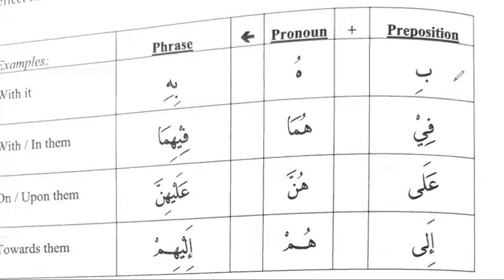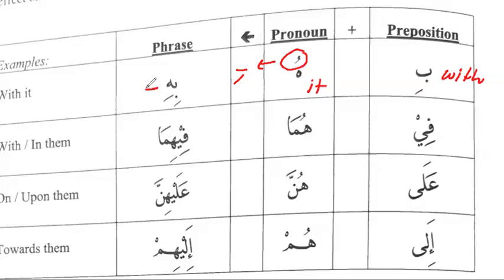Now, you have the word bi, which means with. And then the pronoun hu, which means him, it. Right? If I combine them, what will happen? It will affect the preposition, the harf, affecting the first letter's haraka, and convert the first letter's haraka into a kasra. What were they doing with the noun? What was the effect of the harf with the noun? That they were affecting the last letter of the noun. With the pronouns, they affect what? The first letter's haraka. This is the difference.